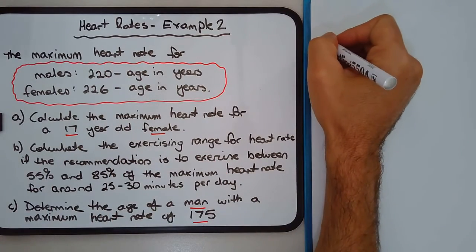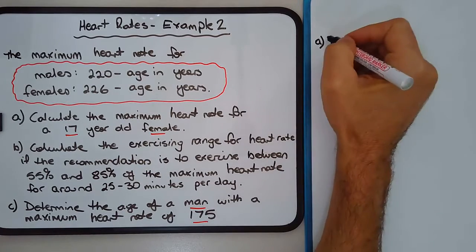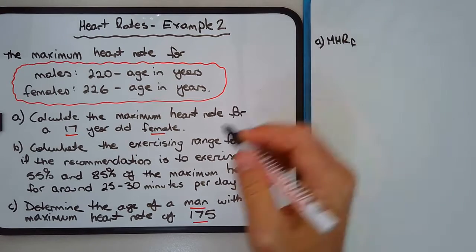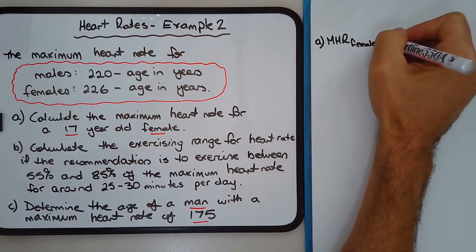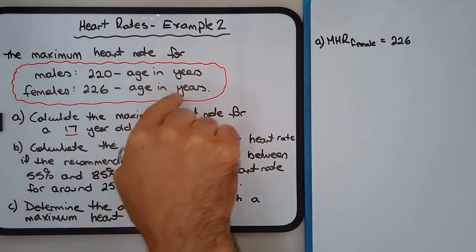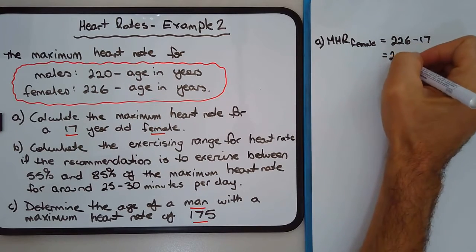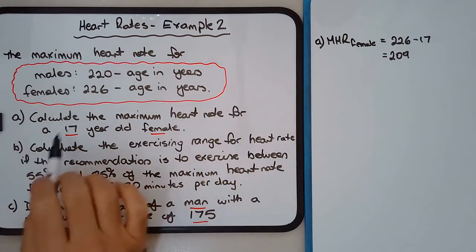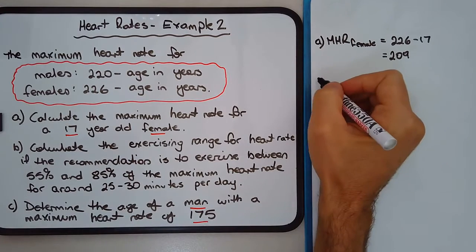I'm just going to put the solution here on the second board. So we need MHR female, which I'll write there in full, is equal to 226 minus that person's age in years, so minus 17, and that's equal to 209. So for part A, the maximum heart rate for this 17-year-old female is 209.